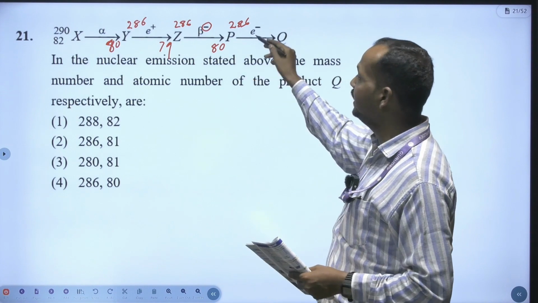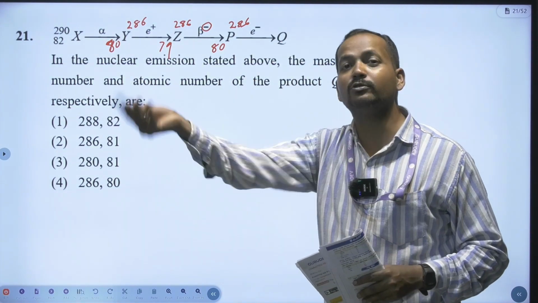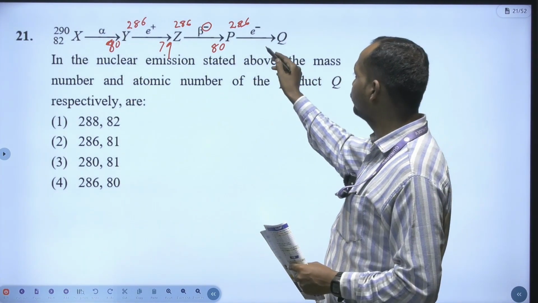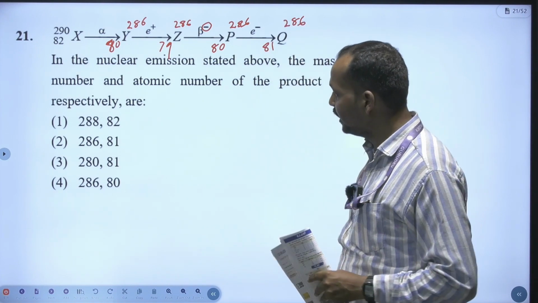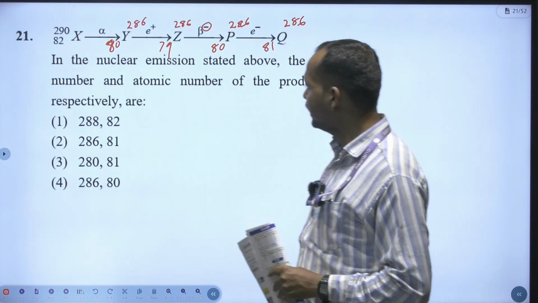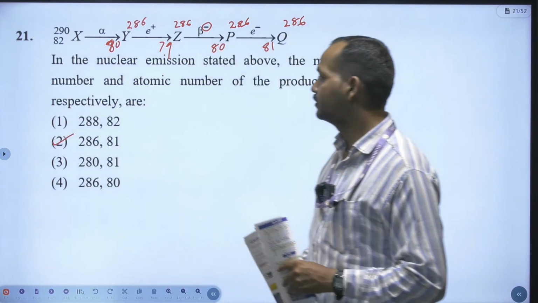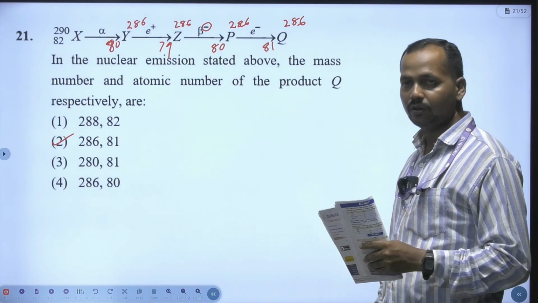Again, what is it? E negative. If you are removing a negative charge, it becomes positive. Hence it becomes 81 and 286. So which option is correct? 286 and 81. The second option is correct. Okay guys? Yes. Next.